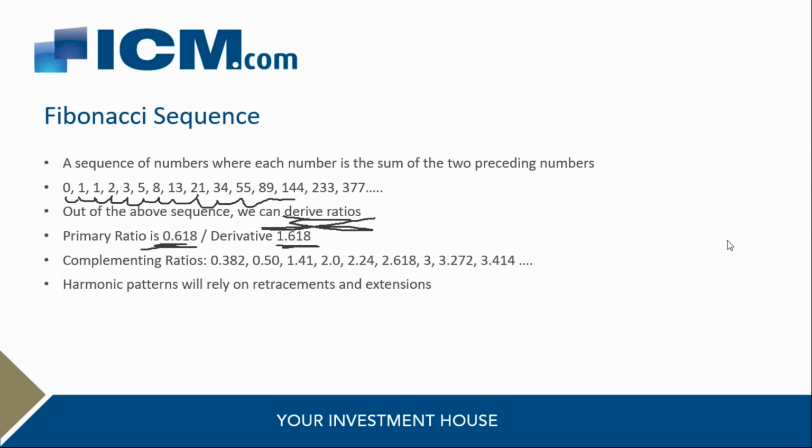What does that mean? So if we divide certain numbers over each other, we're going to get the 61.8 retracement. For example, if we go 21 over 13, you're going to get 61.8 almost. 34 over 21, you're going to get almost the same ratio. 55 over 34, also almost the same ratio. So this is the key or primary ratio that we have, which is 0.618, and its derivative is 1.618, which usually is the extension for the Fibonacci.